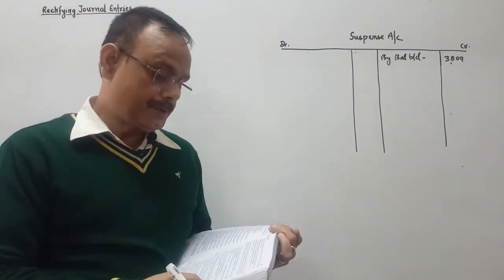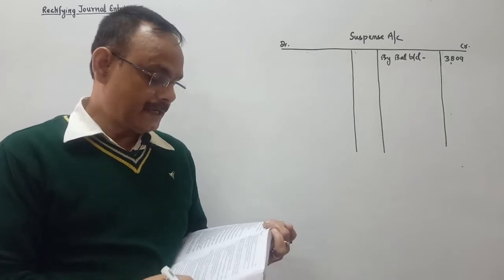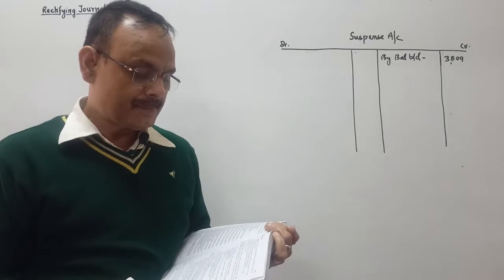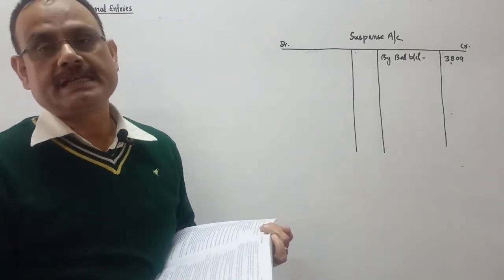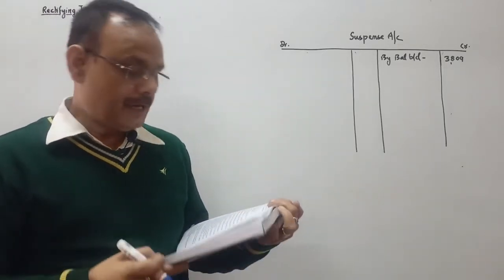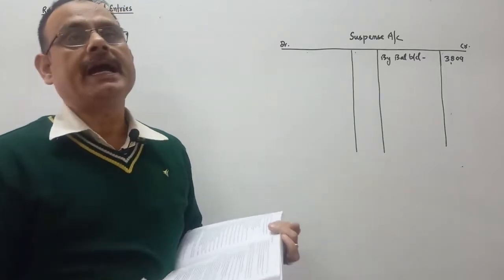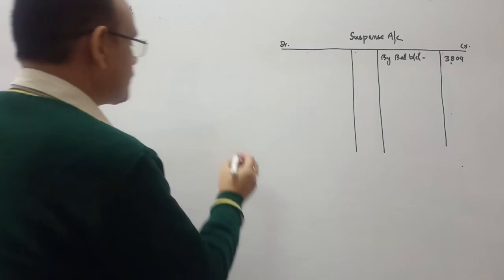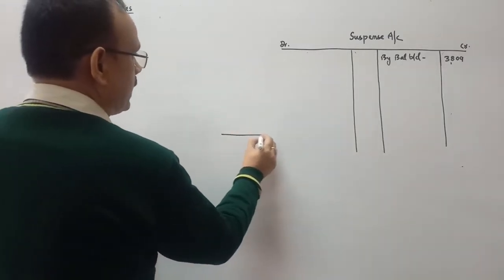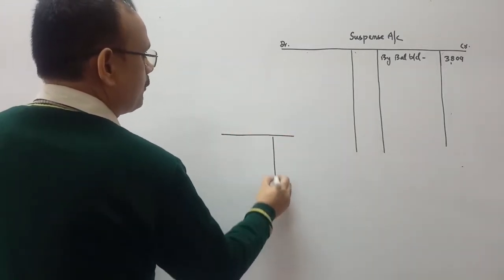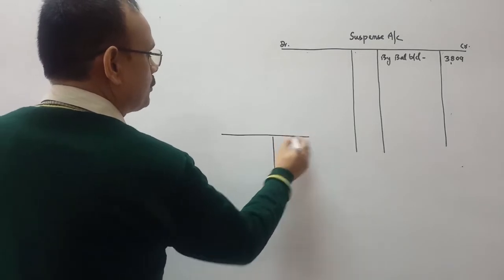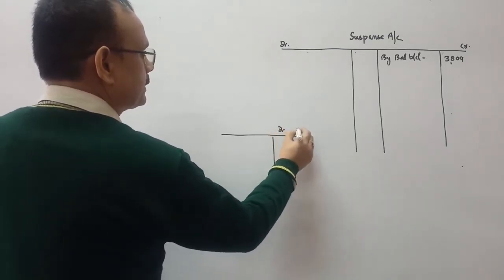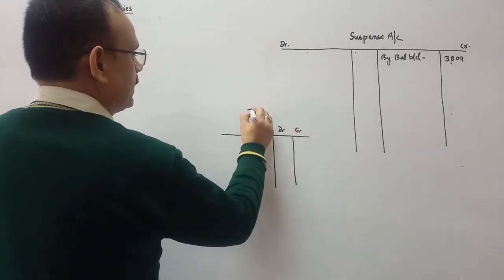In the next period, he discovered that 17,715 received from X has not been posted to his account. When we have received the amount from X, the entry is cash account debit to X account. Coming to the trial balance, I will check from the trial balance which type of errors we have committed over here. This is the debit side and this is the credit side of the trial balance.